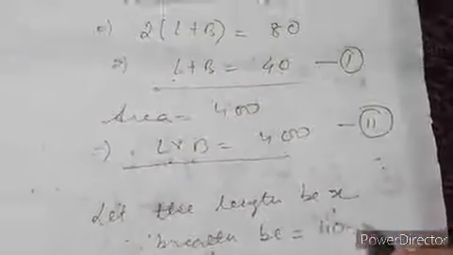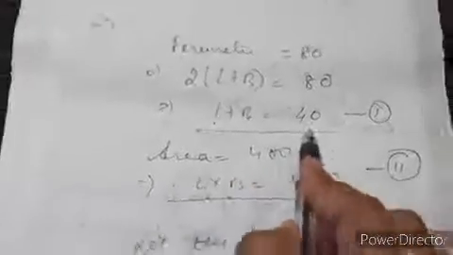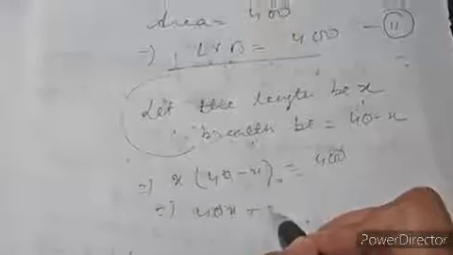Okay, if I take length be x, so breadth will be how much? Therefore the breadth will be 40 minus x, because total sum of this is 40, so you cannot exceed more than 40. Then we will put this value in our second equation. Okay, that is x into (40 minus x) equals to 400. So we can write here 40x minus x square equals to 400, or minus x square plus 40x minus 400 equals to 0, or we can write x square minus 40x plus 400 equals to 0.